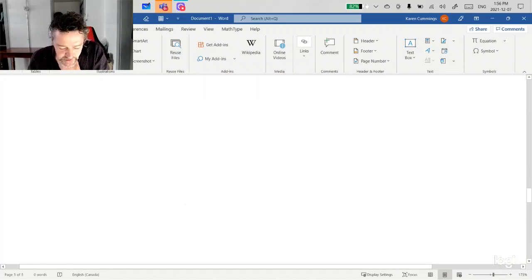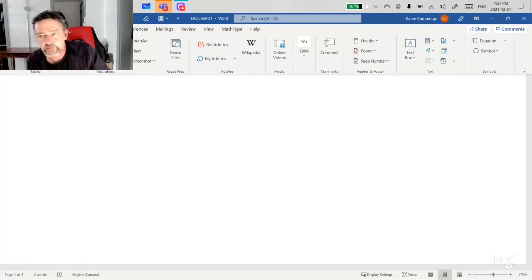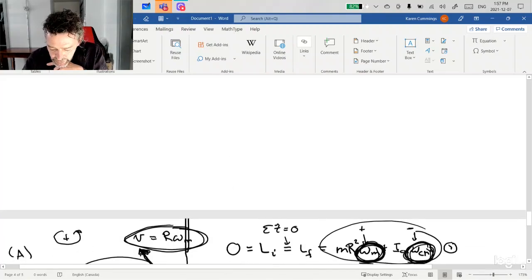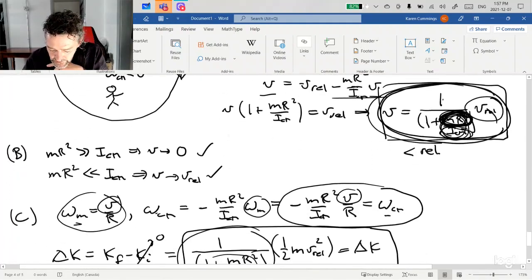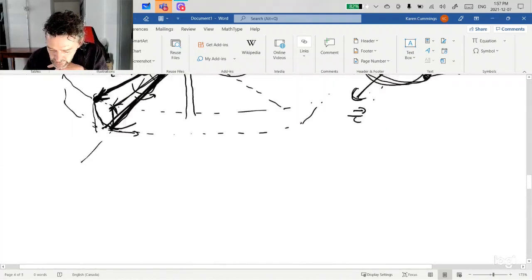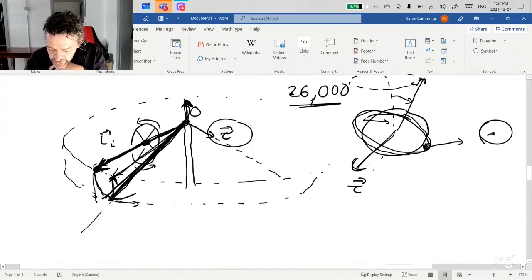Okay, so let's try another one. Sorry, say again? The precession creates an upwards change in angular momentum, which counters the downward change created by the thing falling. Yes, that's right.